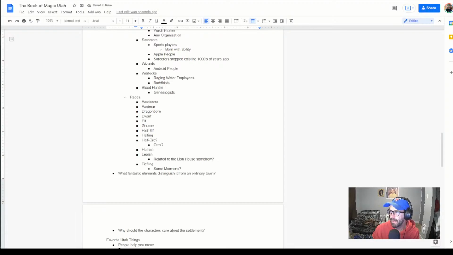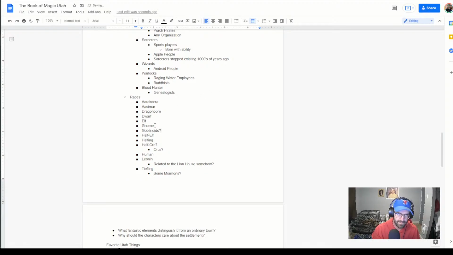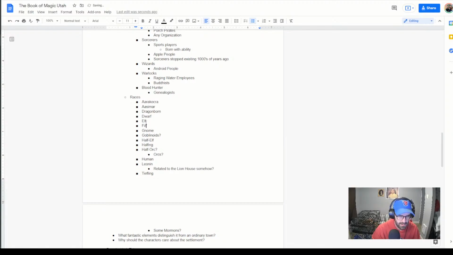Bugbears. We could, if we want to play goblinoids. I'll just put goblinoids in general. So goblins, bugbear. Furbolgs we could do for sure. Just gonna list out the ones I think are gonna go in, and then that'll help me establish Midvale a little more. Kenku. I really like Kenku, but I don't know if I'll put him in though.